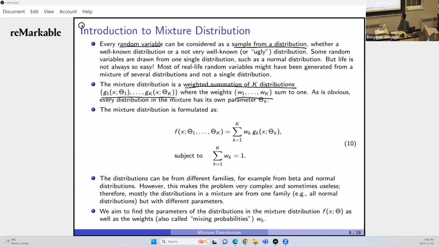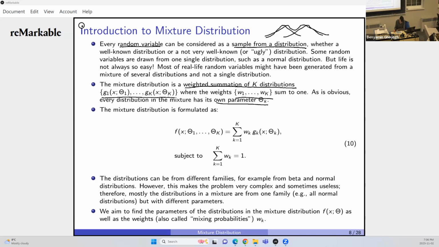And as is obvious, every distribution in the mixture has some parameters, its own parameters. The parameters of the distributions, of course, are different, because consider a mixture of two Gaussian distributions. They must have different means or covariances. Otherwise, they are two same distributions, then it doesn't make sense. It's equivalent to having one distribution, right? Consider these two Gaussian distributions. For example, the means of them are different. Then the summation becomes something like this with two modes, right?